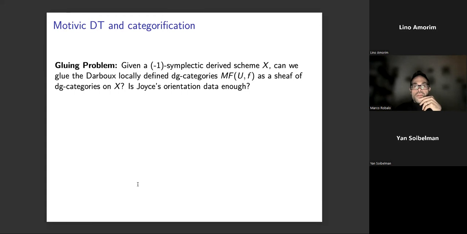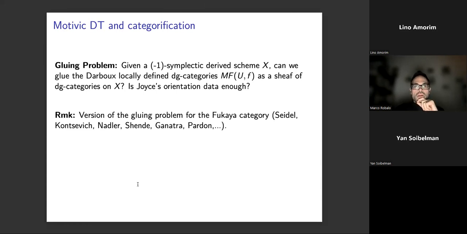So the first question is, is this Joyce orientation that we just discussed enough to glue these sheaves? And the answer is no. I will tell you why in a second. This is also somehow similar to another problem in mirror symmetry, gluing the Fukaya category from local pieces. I will not have time to go into details about this. It's just something people keep telling us, and something that we have to really look into. We didn't have time, but if people here are mirror symmetry experts, I hope they have some comments on this.